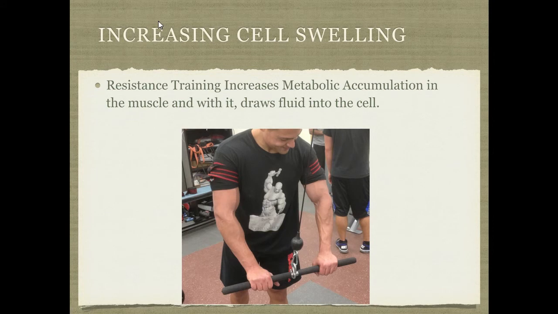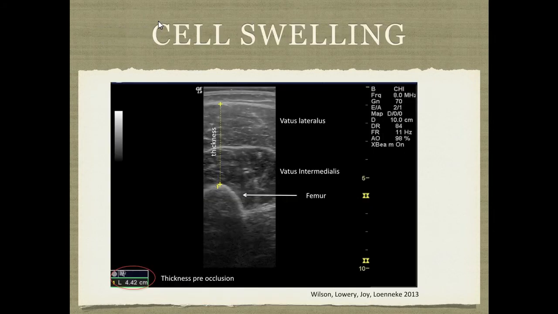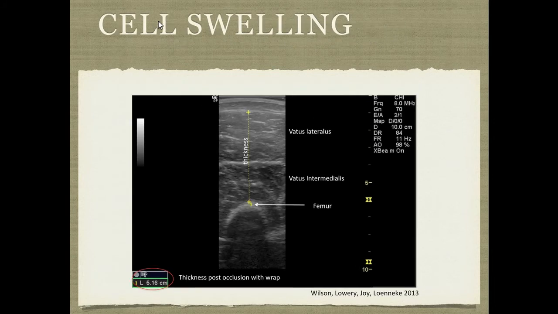So this is one method that we've used in our lab to increase cell swelling. That's me. What you notice I'm doing is I'm restricting blood flow. And as I restrict blood flow, you can see that the muscles swell. This is a picture on our ultrasound. You see the thickness here of the muscle is 4.42. And then after this training model, it goes from 4.42 to 5.16. A clear increase in the swelling response.